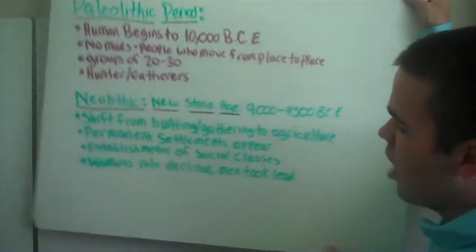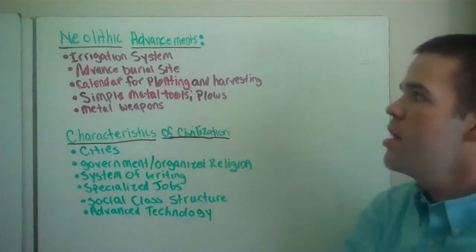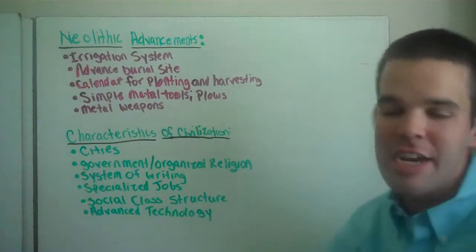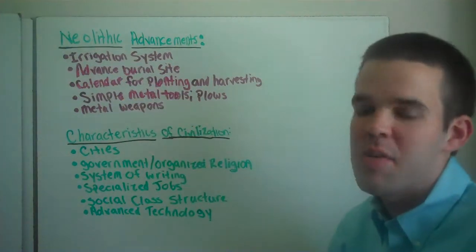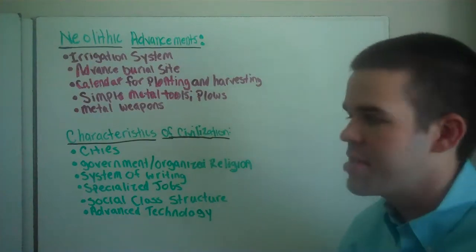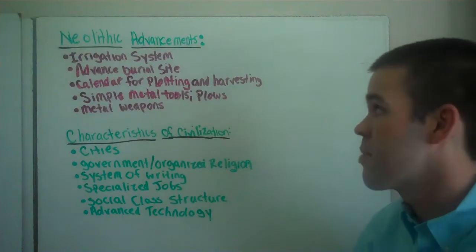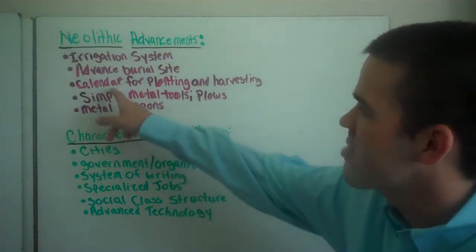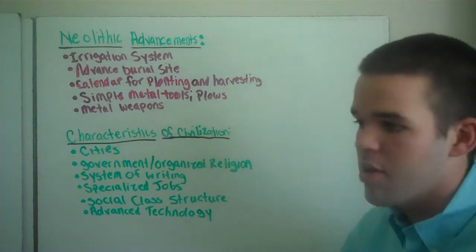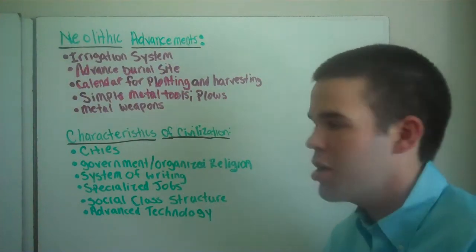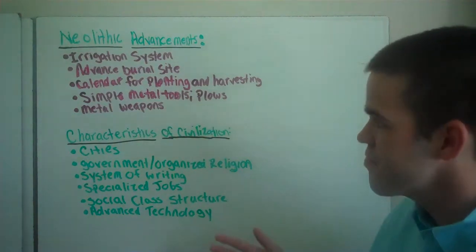Neolithic era is also known for what it did with advancements. They came up with an irrigation system. They also came up with an advanced burial site. It was no more just letting the dead body rot. It was actually, let's dig a hole or let's build something for that person. They also came up with a calendar for planting and harvesting, basically telling them when they needed to water, when they needed sunlight, when they needed to plant certain crops.